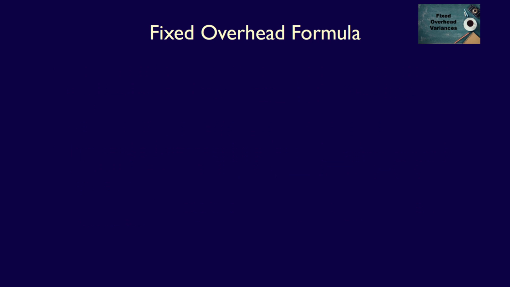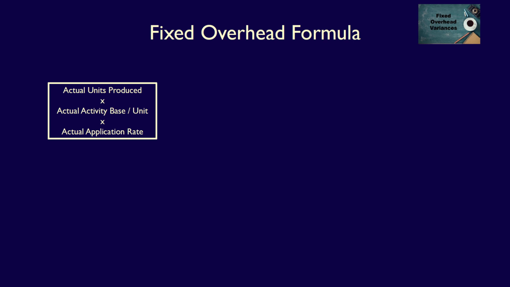We calculate the fixed overhead variances using a formula. We'll start on the left side by calculating the total actual fixed overhead. This is calculated as the actual units produced multiplied by the actual activity base per unit multiplied by the actual application rate. This is almost always given in a question as a single amount, the total actual fixed overhead, but it's still a good idea to know how to calculate it.